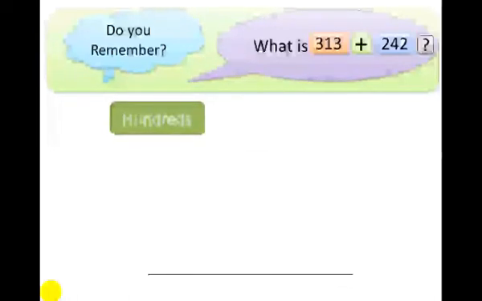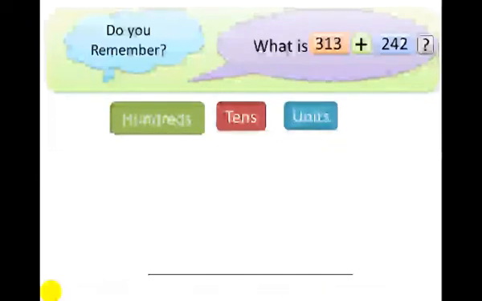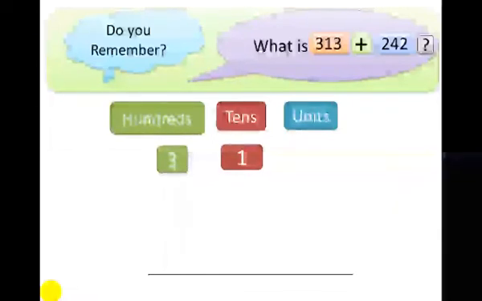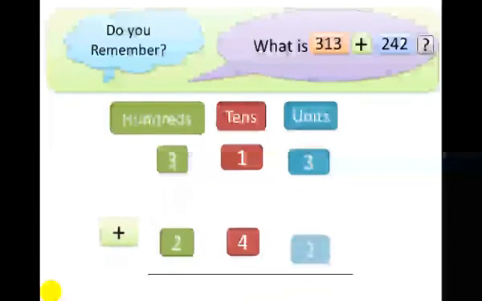Hundreds, tens, and units. Let's start from the number 313. The digit 3 is 300. Digit 1 has the place value of 1 ten. And the last 3 in 313 is 3 units. Plus, always remember to put the sign plus. 242. 2 hundreds, 4 tens, 2 units.